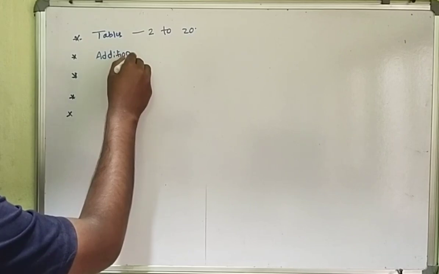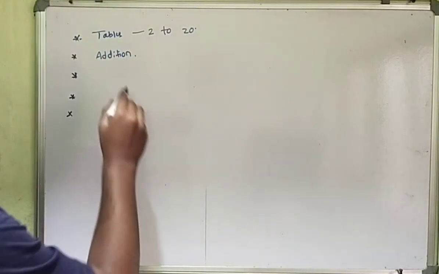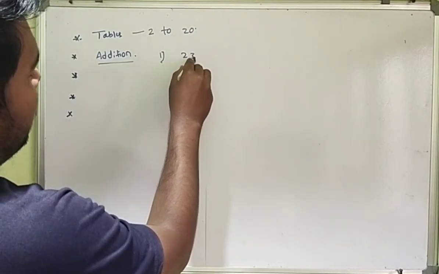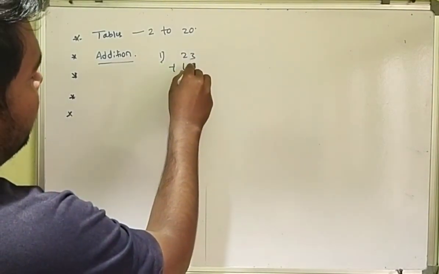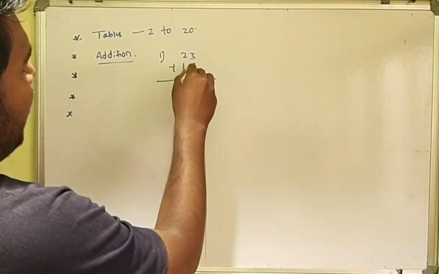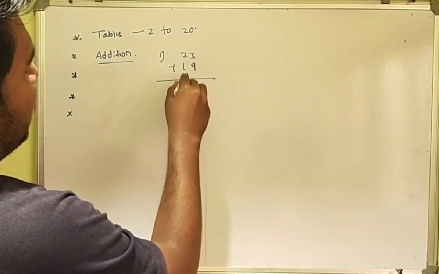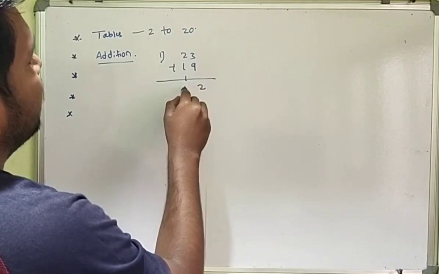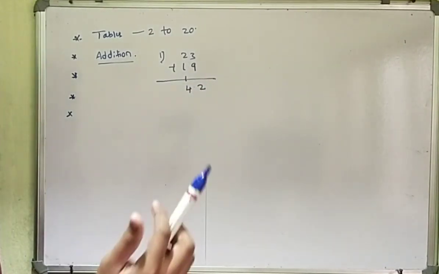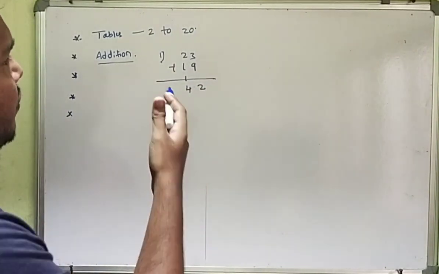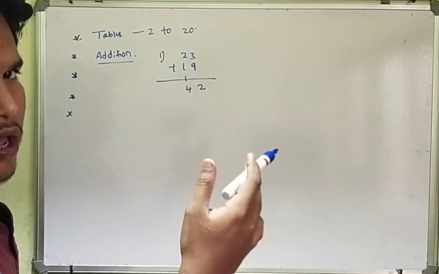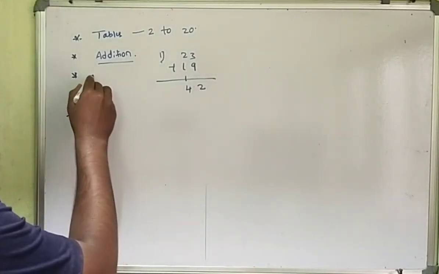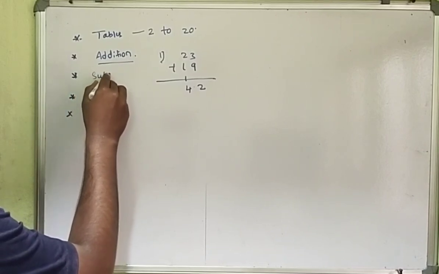In the addition operation you have to take any two examples at home, for example 23 plus 19. So 9 plus 3 is 12, 1 carry. Again 2 plus 1 is 3, 3 plus 1 is 4, that is 42. Like this at home, try different examples of addition, note them down and send them to me on my WhatsApp number. Then you have to go through the subtraction operation.